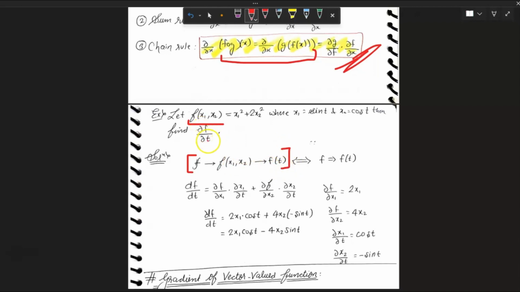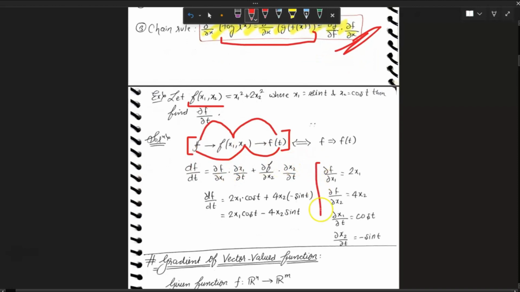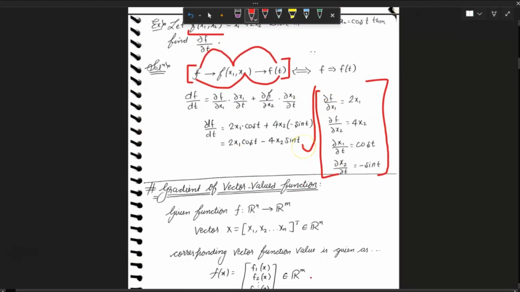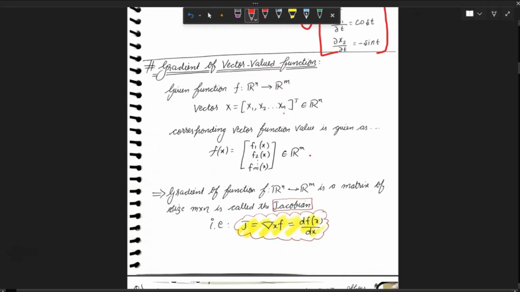Now you have to find df by dt. So df by dt is equal to what? As I told you, you have to move stepwise. So dou f by dou x1 into dou x1 by dou t, plus dou f by dou x2 into dou x2 by dou t. Simple. Now find the partial derivatives of this function separately and put the values here. You will get all the answers. I hope it's clear. Now let's move to the next topic.